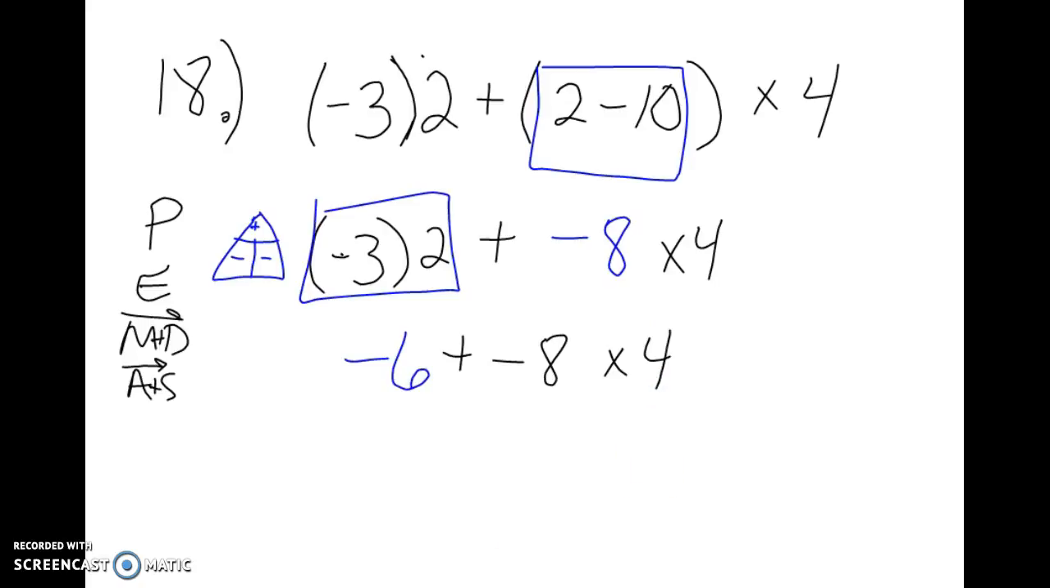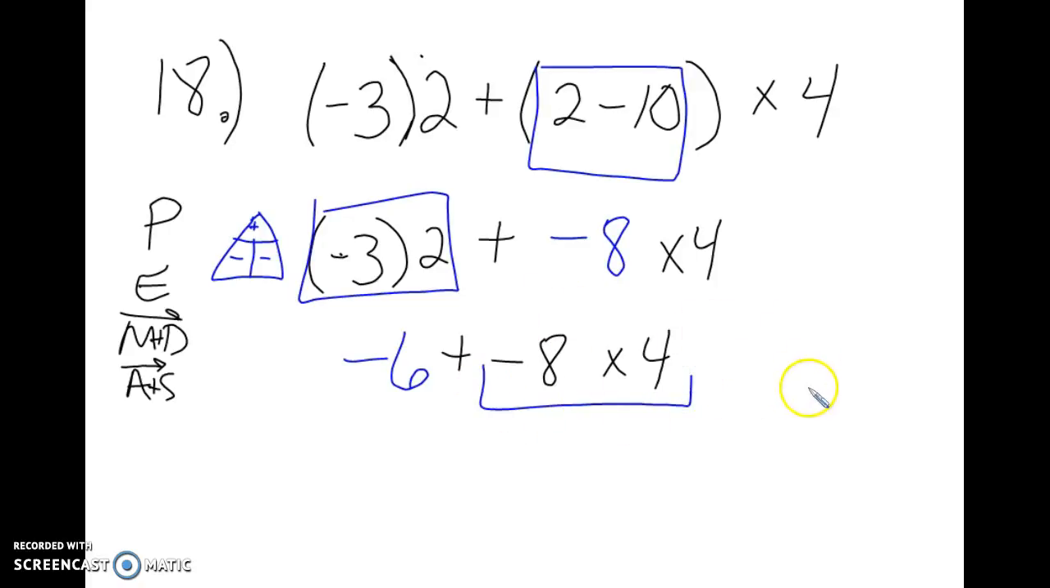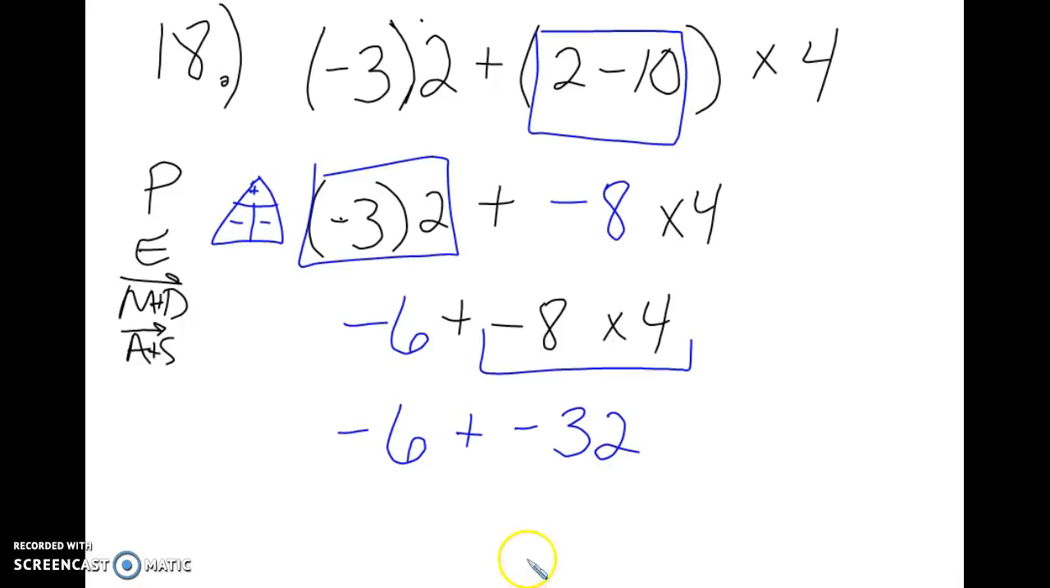Now what do we do? Negative 8 times 4 is equal to what? Negative 32, thank you. And what is negative 6 plus negative 32? Be careful.